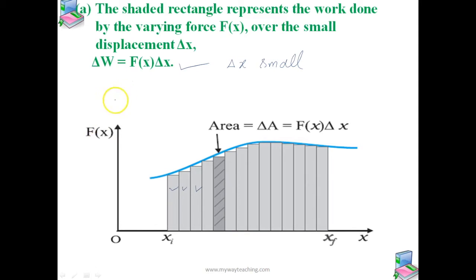So that total work done is given by W is equal to the sum from xi to xf of f of x delta x. The initial position is xi and the final position is xf. This is the total work, where the summation is from the initial position xi to the final position xf. You can see in this diagram the initial position is given by xi and the final position is given by xf.